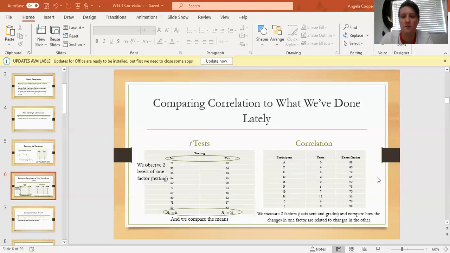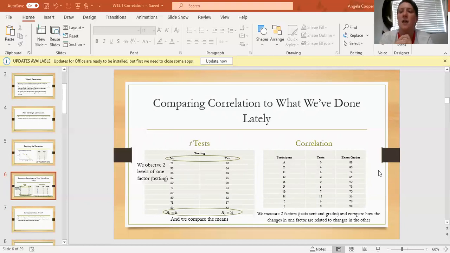So we're looking at how the changes in one variable are related to the changes in the other. So my hypothesis would be, I'm hypothesizing that the more texts that someone sends during class, the more likely it is that their exam scores would be lower. Now note my phrasing there.